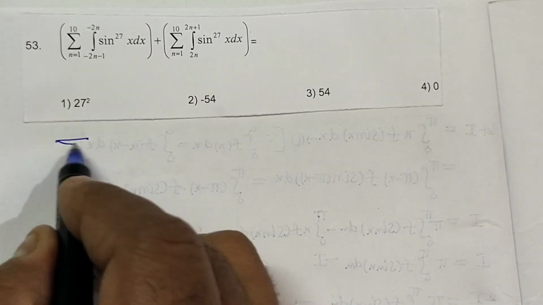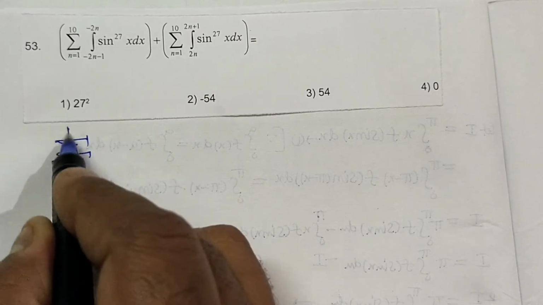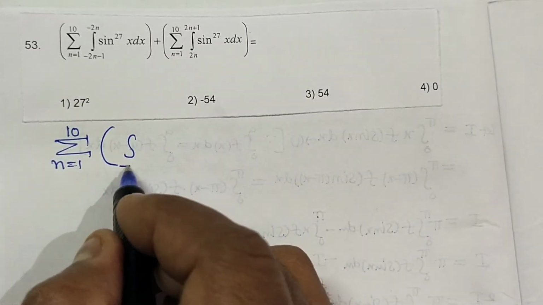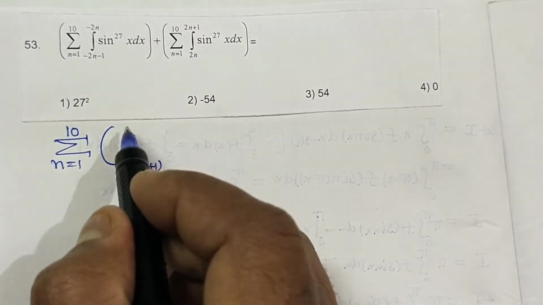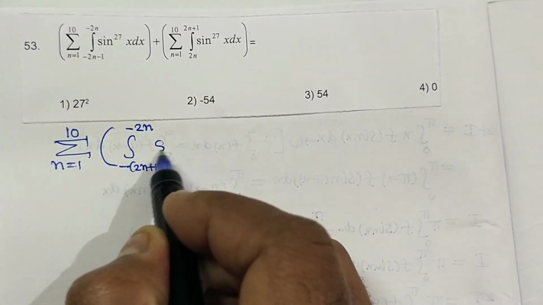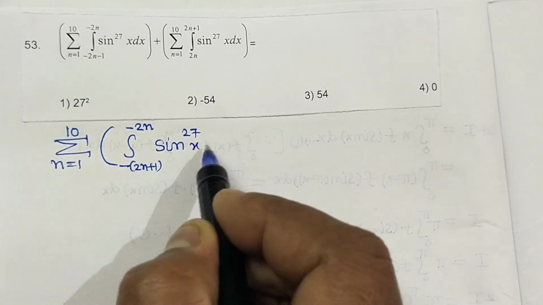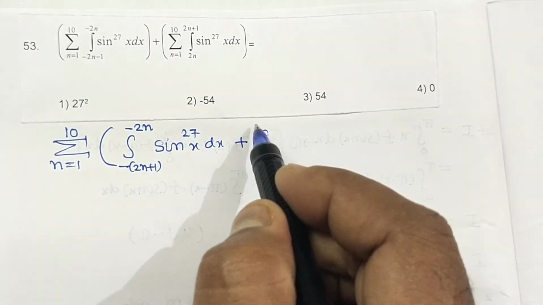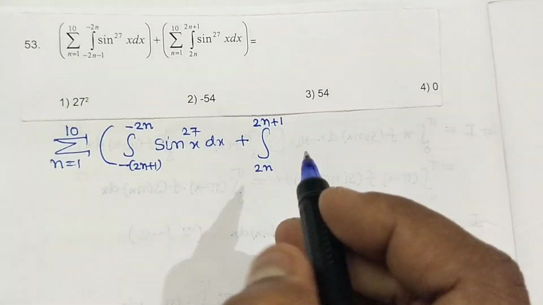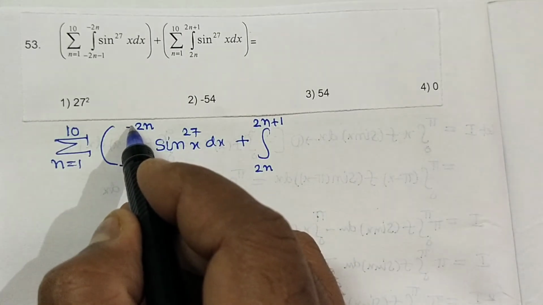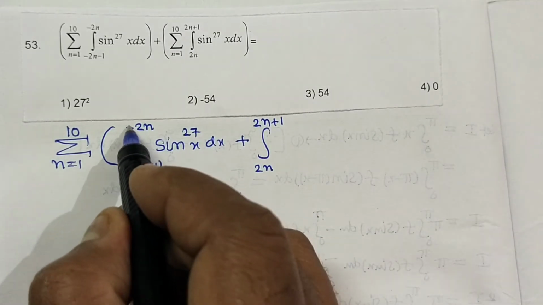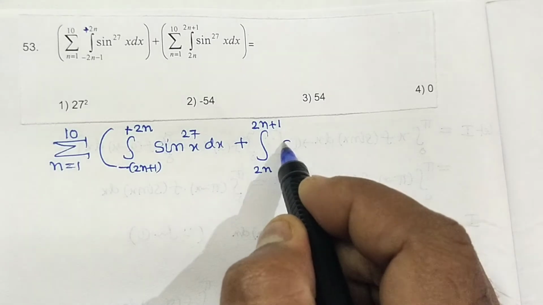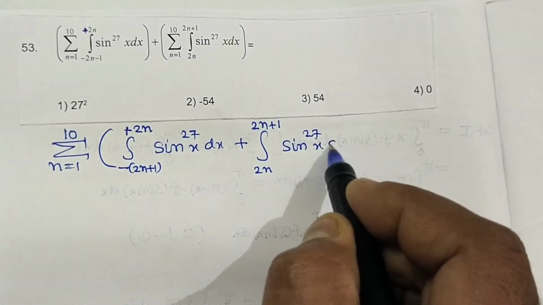So can I write like this? Sigma n is equal to 1 to 10, integral from minus of 2n plus 1 to minus 2n of sin power 27x dx, plus integral from 2n to 2n plus 1. Here it is plus 2n only, dear students, plus 2n only, it is not minus. Even here also it is plus, in sin power 27x into dx.